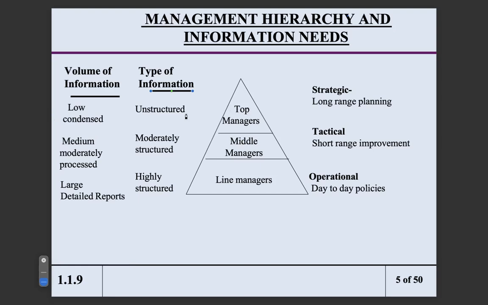For the top managers, we don't have much information. For the middle managers, there also we don't have much information. But line managers have all the large detailed reports. And for the types of information, top managers normally use the unstructured ones, middle managers use moderately structured ones, and the bottom line managers normally use highly structured information.